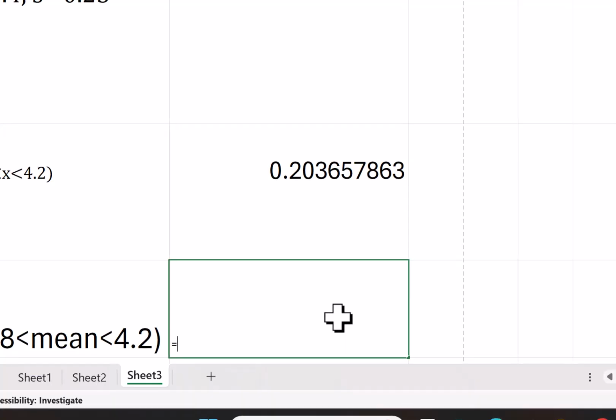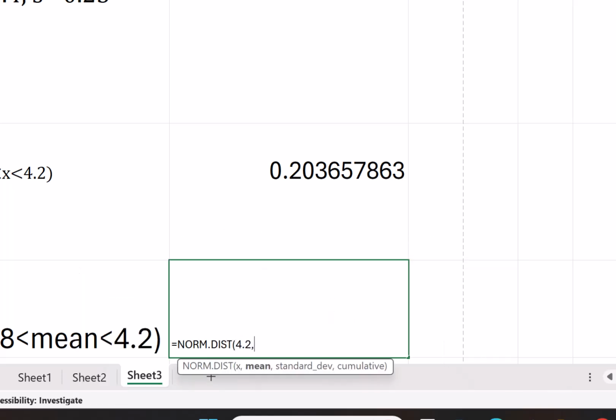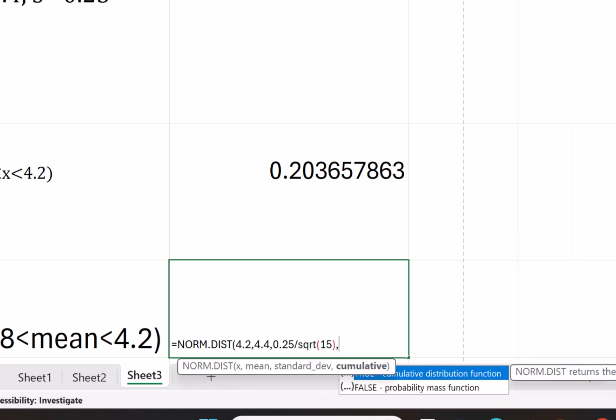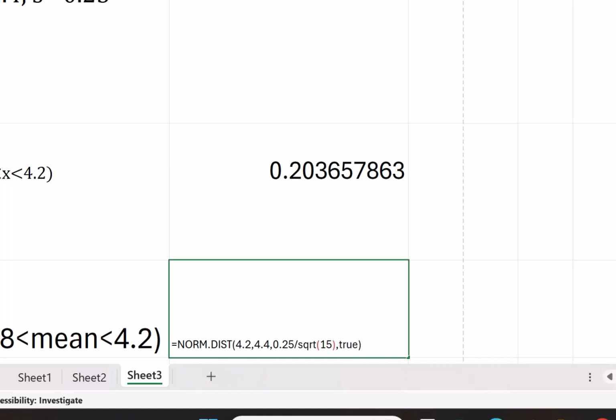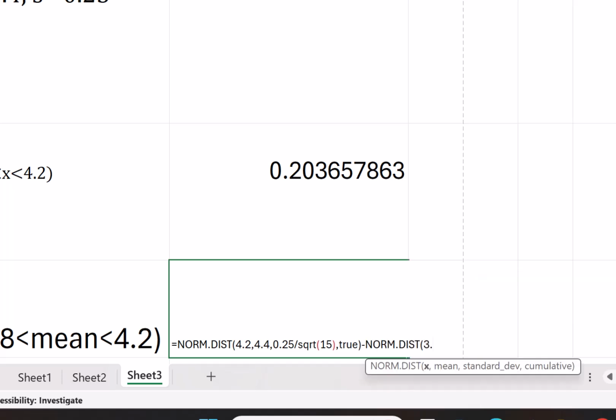So we're going to type equals, and we're doing the norm.dist, and we're starting with the bigger number, 4.2, average 4.4, but remember, standard deviation 0.25 divided by the square root of our sample size of 15. Then we put true, close parenthesis, and say minus. Now we're doing norm.dist again. We go to our smaller value, 3.8, mean 4.4, standard deviation, we do 0.25 divided by the square root of 15. Then we put true, close parenthesis, push equals.